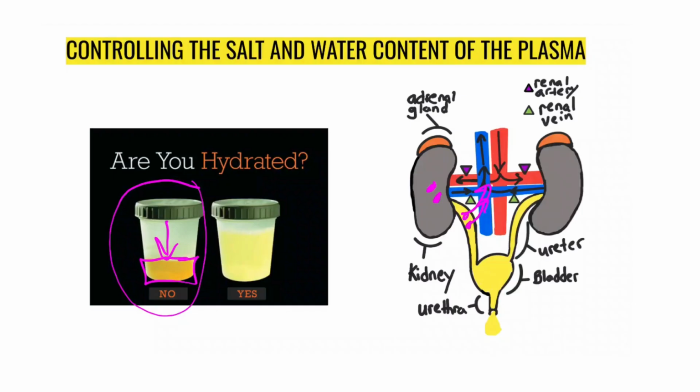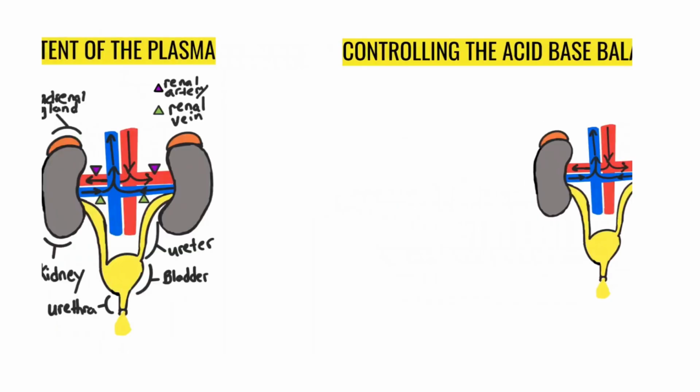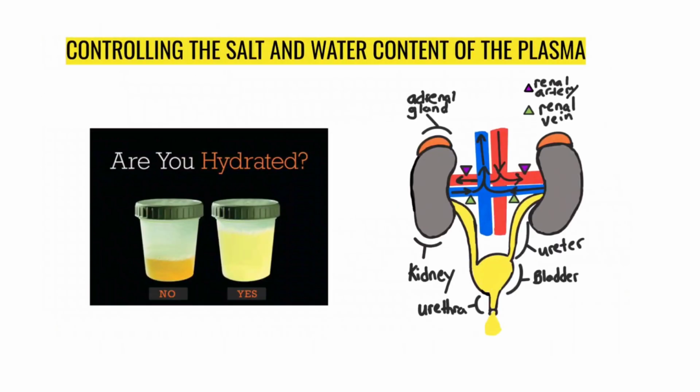So the kidneys have the ability to, in response to hormones that are controlling all this, either take water out of the blood and add it to the urine when we're overhydrated, or take water from what would be the urine and put it back in the blood when we are poorly hydrated. We will discuss this further in a future video as well.